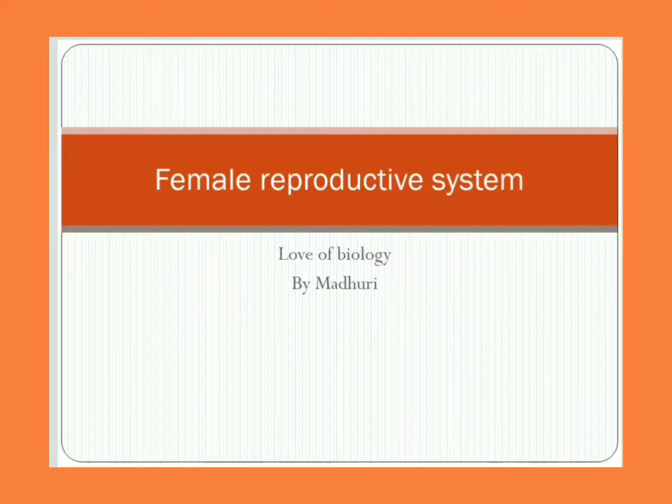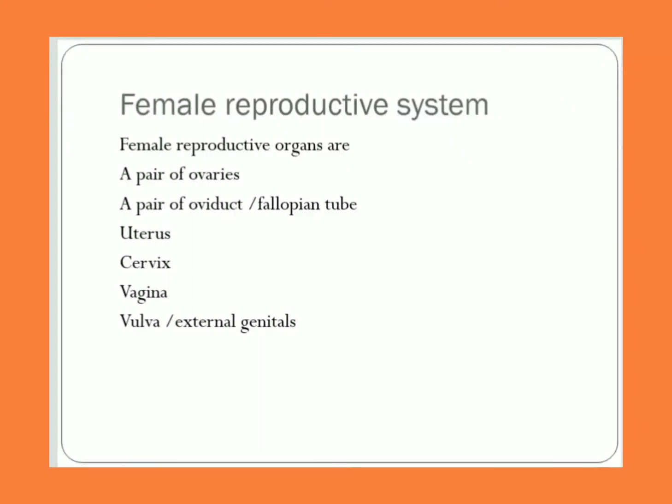Today we are going to deal with the female reproductive system. So what are the organs it contains: a pair of ovaries, a pair of oviducts or the fallopian tubes, uterus, cervix, vagina, vulva or external genitalia. These, along with the glands, we are calling the female reproductive system. Let us discuss one by one.